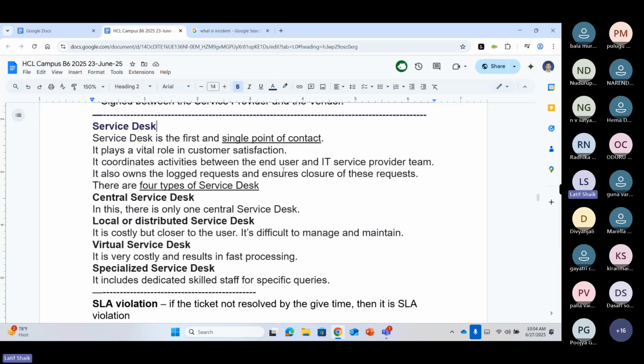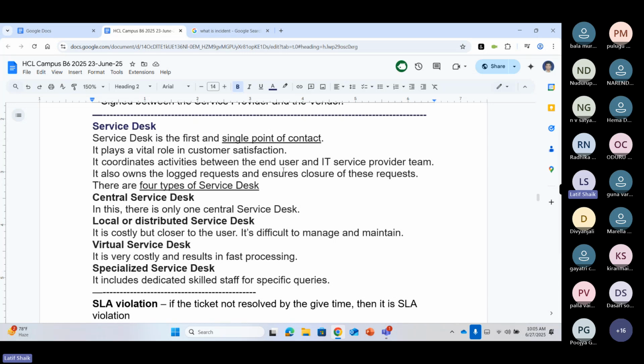So whenever something comes to the service desk, a ticket is created. Logged request means a ticket is created. And once it is resolved, it closes that ticket. Here four types of service desk are mentioned: central service desk, local or distributed service desk, virtual service desk, and specialized service desk.